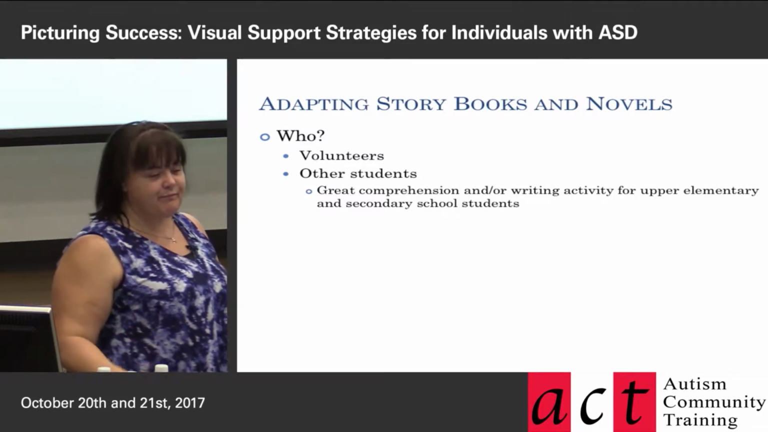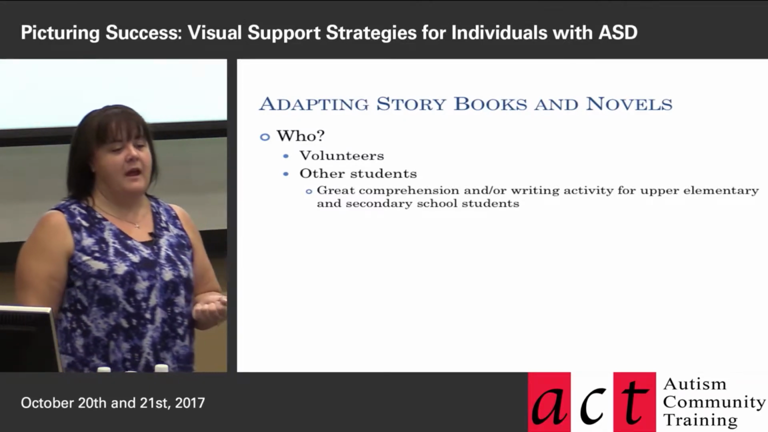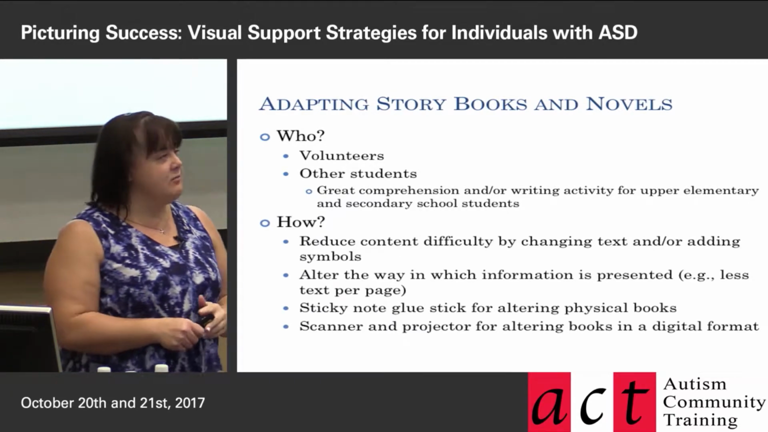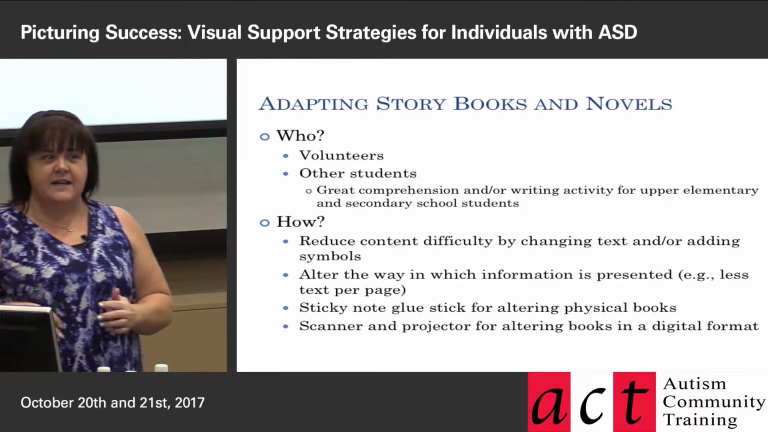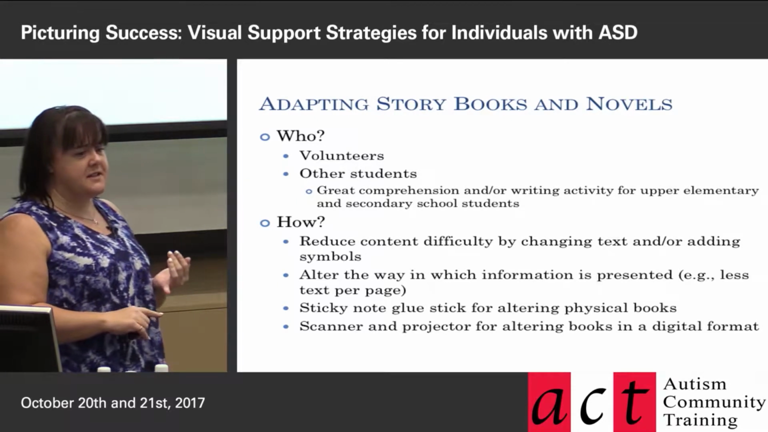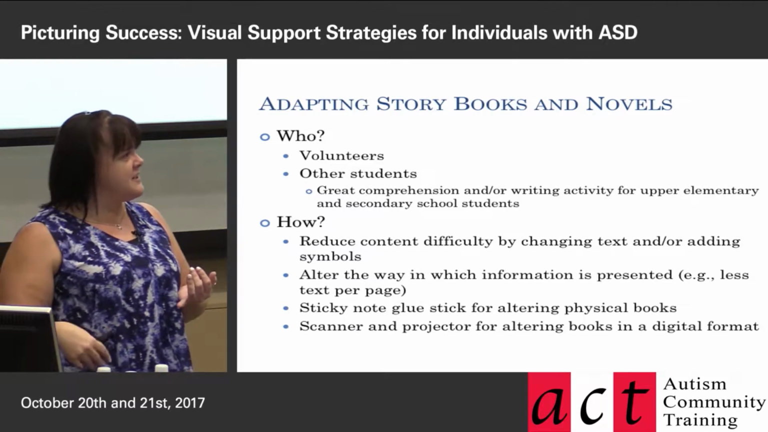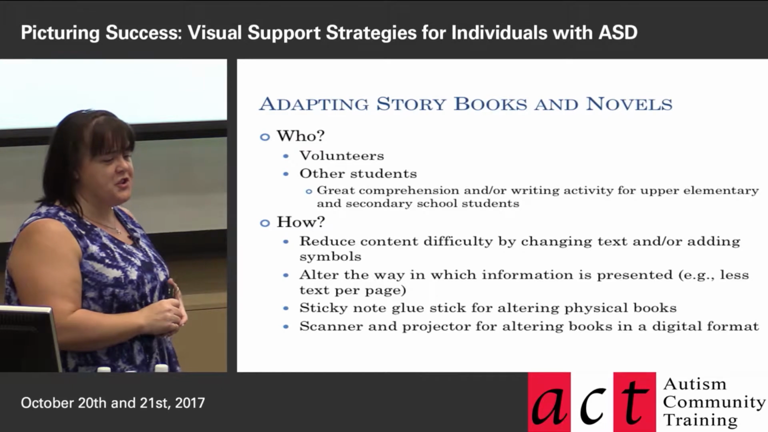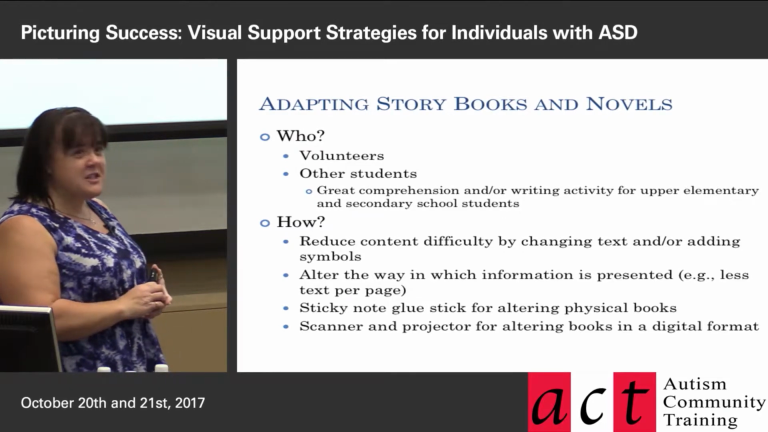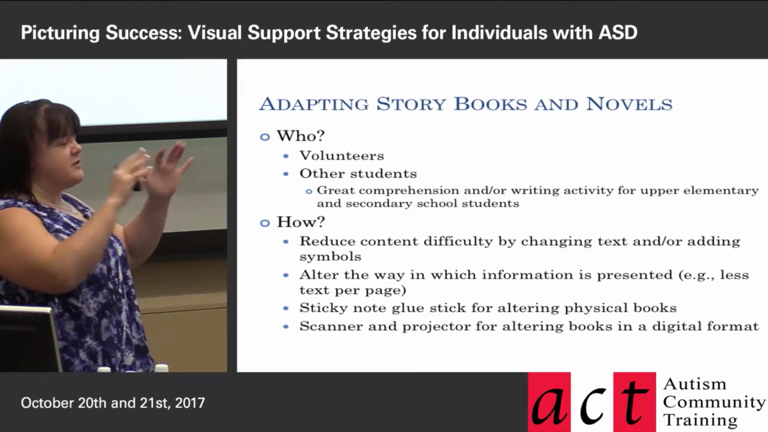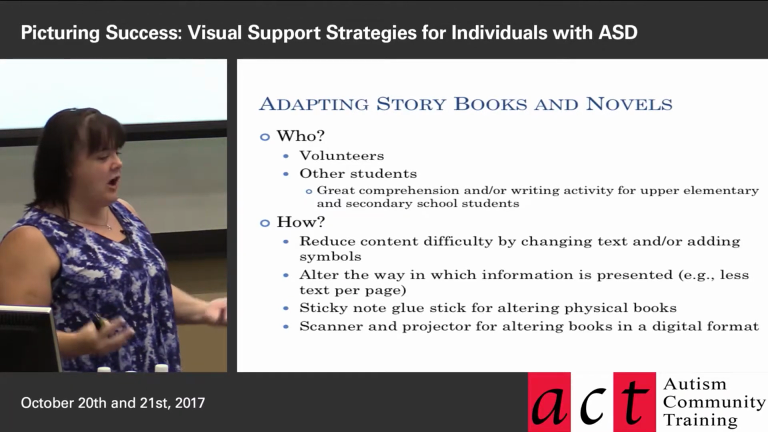Yeah, you're welcome. So that's the who part, right? The how part, what are the different ways that you can actually adapt the book? Reduce the difficulty of the content, right? Change the text, add symbols to the text, fewer words, shorter, simpler sentences, less text per page, right? That often is a bit of an area of difficulty. There's too much text and people kind of get lost in it all.